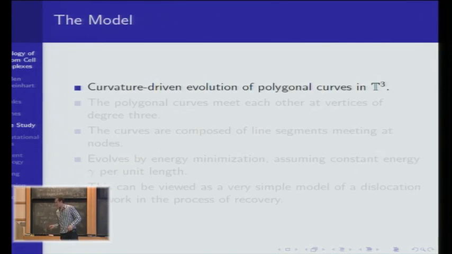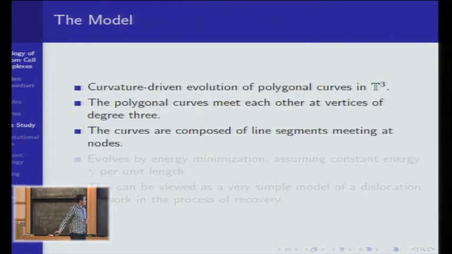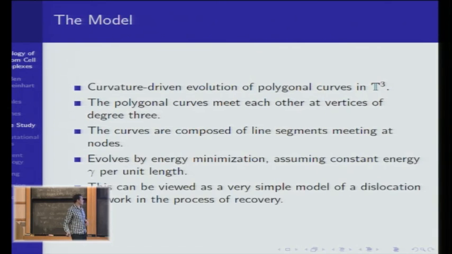OK, so the model is a curvature-driven evolution of polygonal curves in the 3-torus, because we can't simulate all of R^3. And the polygonal curves meet each other at vertices of degree 3. Just some language. And we evolve it by energy minimization, assuming a constant energy gamma per unit length. So this can be viewed as a very simple model of a dislocation network in the process of recovery.